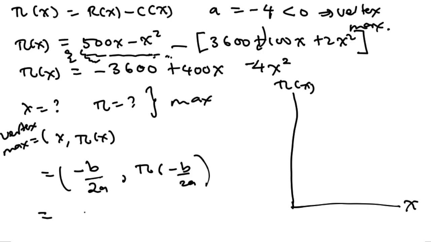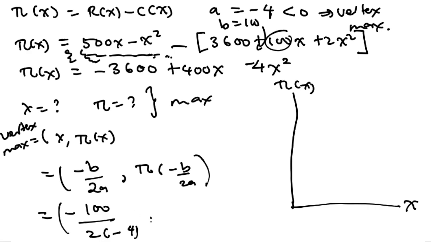So in this case, minus b, b here is 100, okay? This one. A is minus 4. So here minus, and then minus 4 over 2 times... sorry, it's wrong. I chose the wrong one. Okay. So minus b, minus 100, over 2 times minus 4, which is a. So here you have minus 100 over 2 times minus 4.